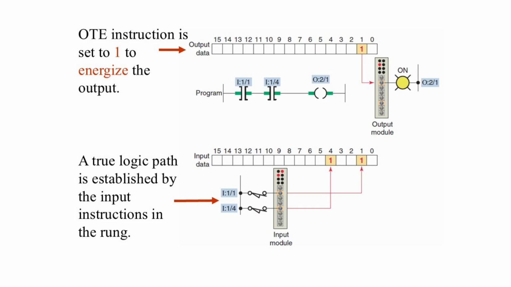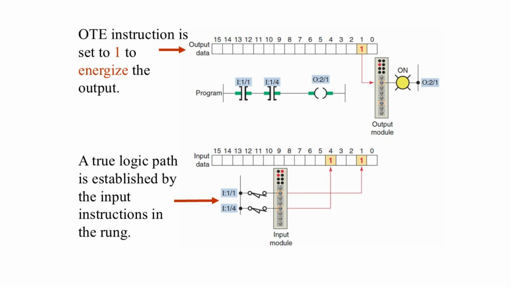This diagram illustrates how an output energize instruction operates within a PLC program. In this example, the rung includes two input instructions, I1/1 and I1/4, connected in series. Both inputs must be in the on state for the logic path to be true. In the lower portion of the diagram, both input devices are shown as closed switches, indicating that they are energized. Their corresponding bits in the PLC's input image table are set to 1, establishing a true logical path through the rung. When this occurs, the OT instruction at the end of the rung is executed as true.